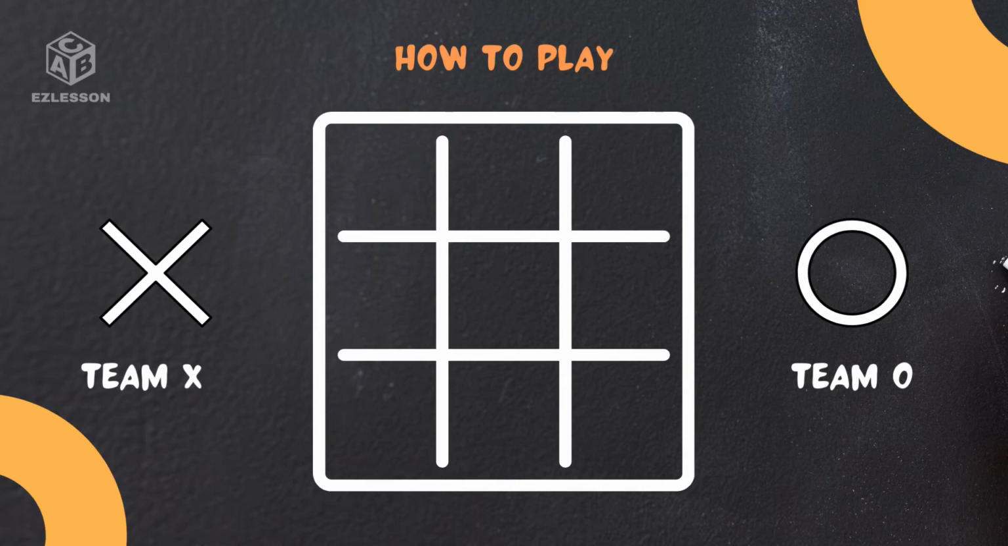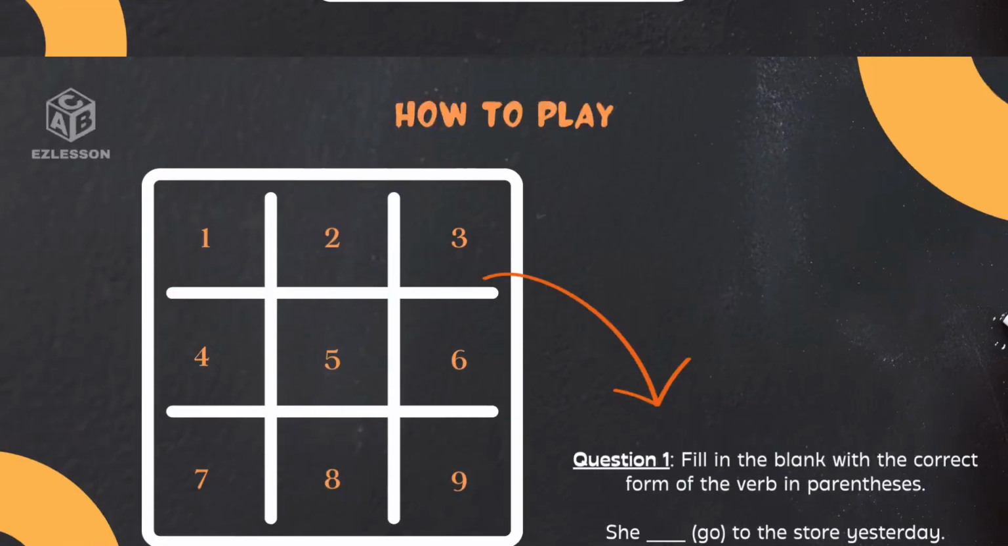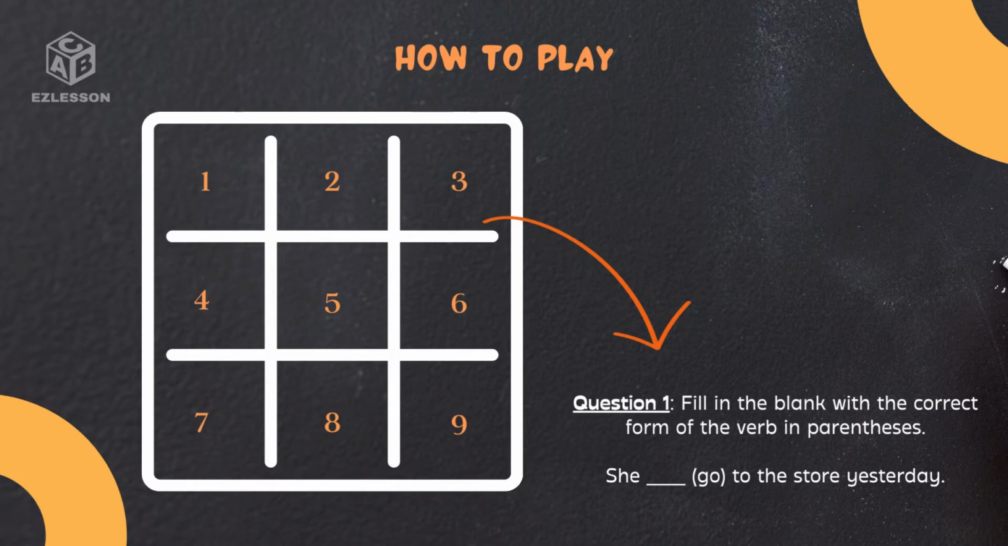Divide your students into two teams. One will be X and the other O. To claim a square, a team must successfully complete its challenge. For example, imagine there are 9 squares, and each one has a question. If Team X wants to put their X on square number 3, they need to answer the question for square number 3 first. The type of question can change depending on what you're learning about.